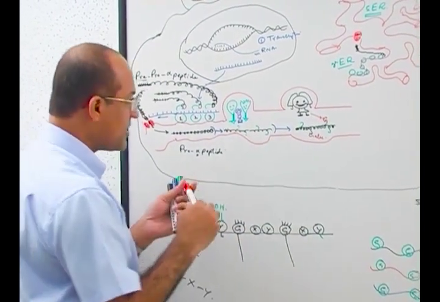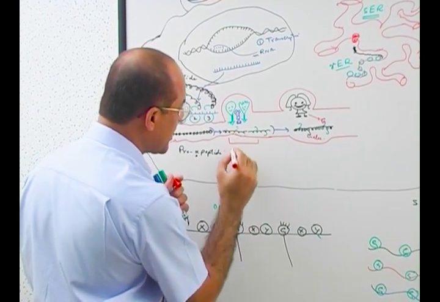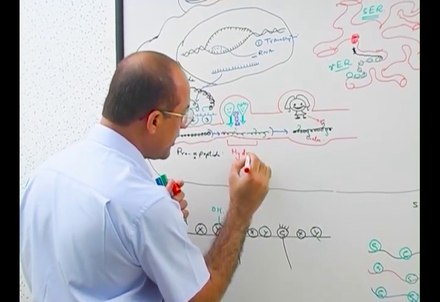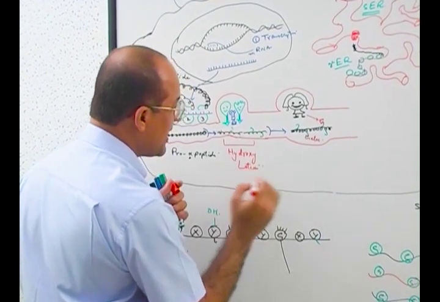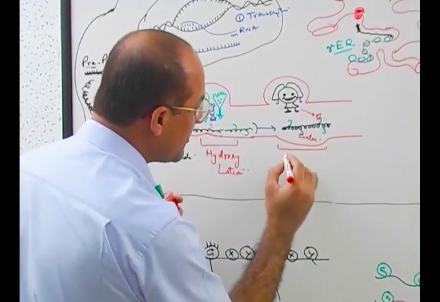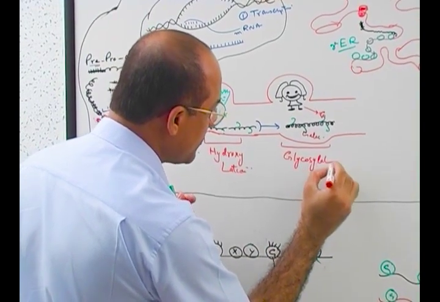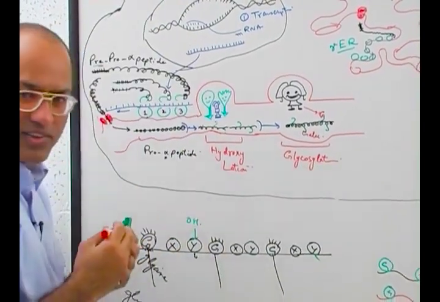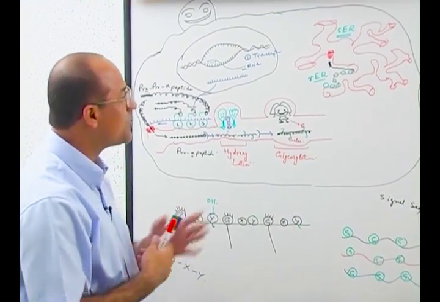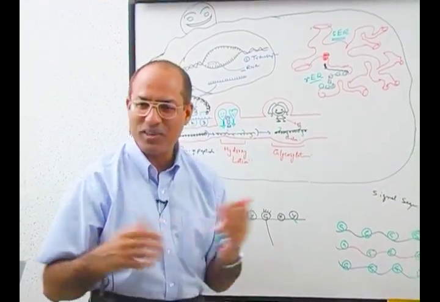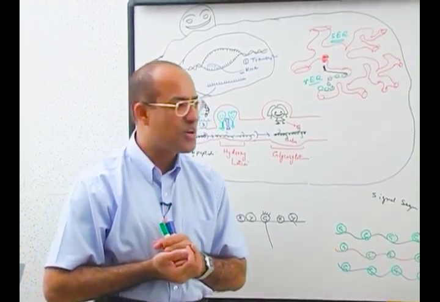So what was happening? Initially this went over here. What was the process? Hydroxylation. And what is this process called? Glycosylation. Is that right? And once molecules are sugared, sweet, they love to come to each other. Isn't it?